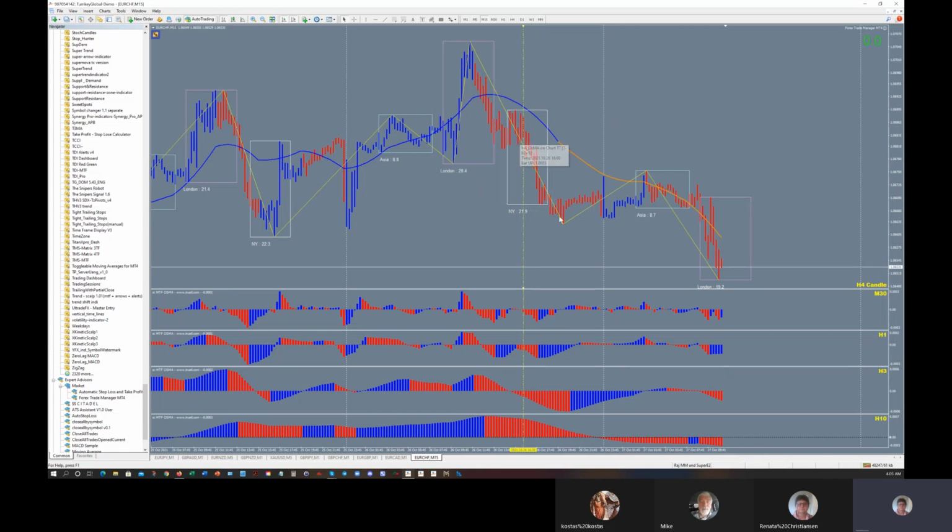Here's my entry. This thing starts to move up. Here's my exit. It's 16 pips. The Euro Swiss doesn't move that much. Let's put it on the pound yen.